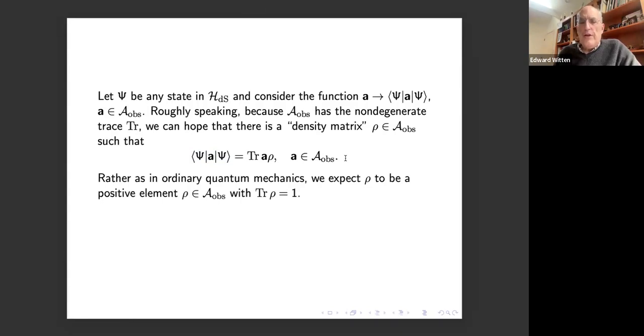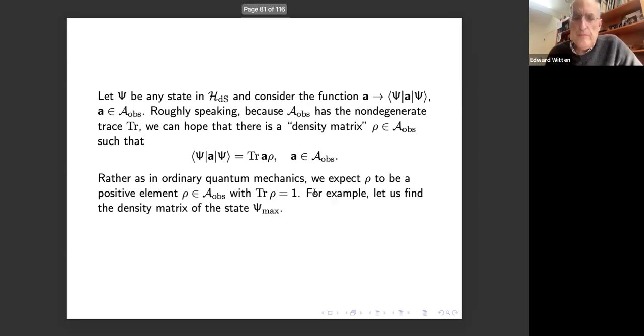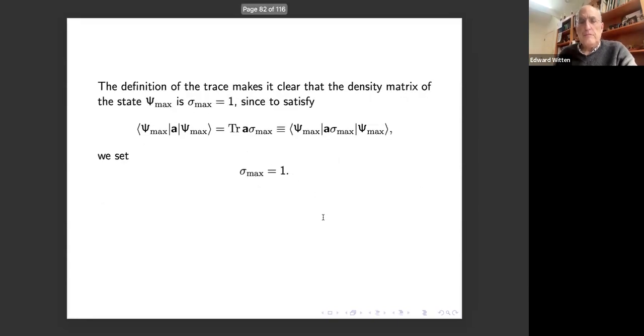Rather, as in ordinary quantum mechanics, we would expect rho to be a positive element of the algebra with trace 1. So, for example, let's find the density matrix of the state psi max. After we do that, we'll see how to describe the density matrix of more or less any state. The definition of the trace makes it clear that the density matrix of the state psi max is 1.